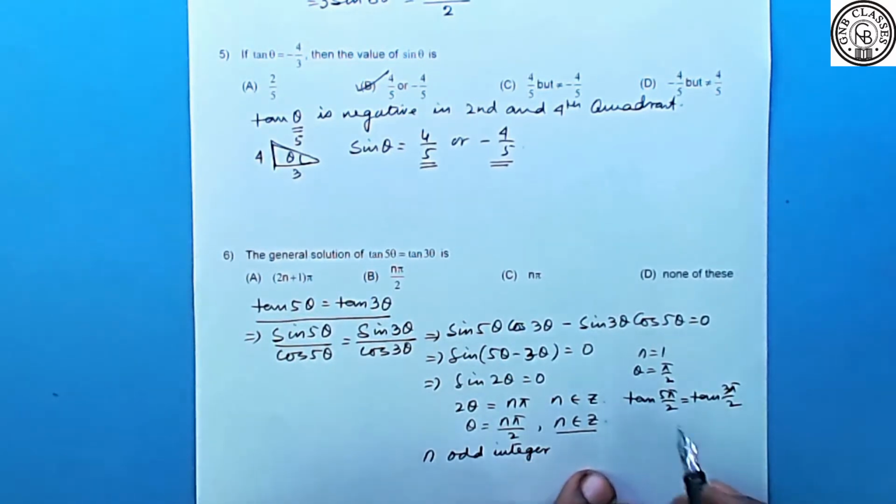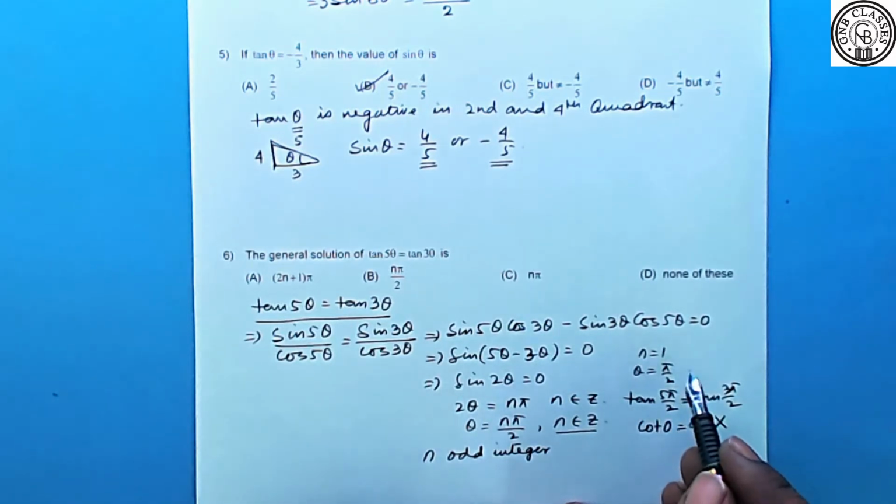But in both the cases, look very carefully. Tan 5 pi by 2 is nothing but cot 0, and cot 0 is undefined. So this equation is not valid for any odd values of n. Is it clear?